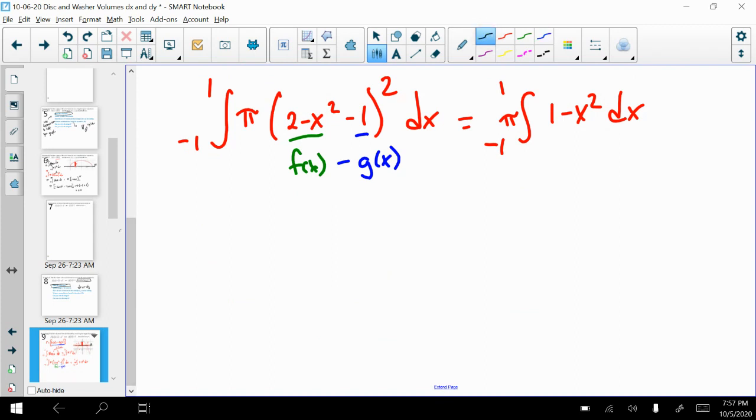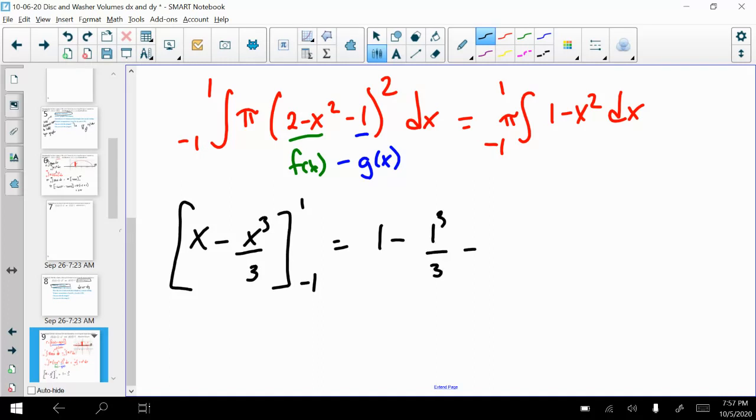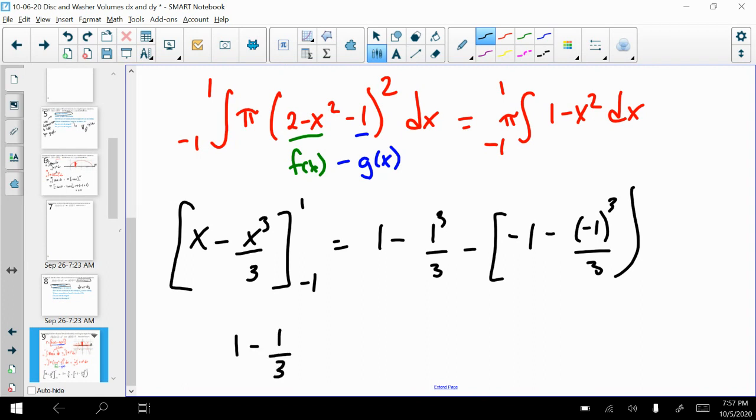I'm going to switch out of red. For some reason, I don't like doing problems in red. At this point, I would integrate x minus x cubed over 3, evaluated from -1 to 1. Then it should just be an easy peasy plug-in. 1 minus 1 cubed over 3 minus -1 minus -1 cubed over 3. Oh, negatives everywhere. 1 minus 1/3.